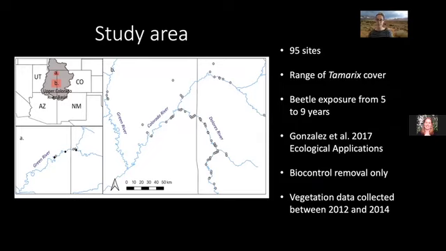up entirely of tamarix. Sites were along the Green River, Colorado River, and the Dolores River, and tributaries connected to those. And all of these sites included in this study had exposure to biocontrol beetle between 5 to 9 years. So these were all part of a larger study published in 2017, looking at the response of vegetation to tamarix removal across the southwestern United States.